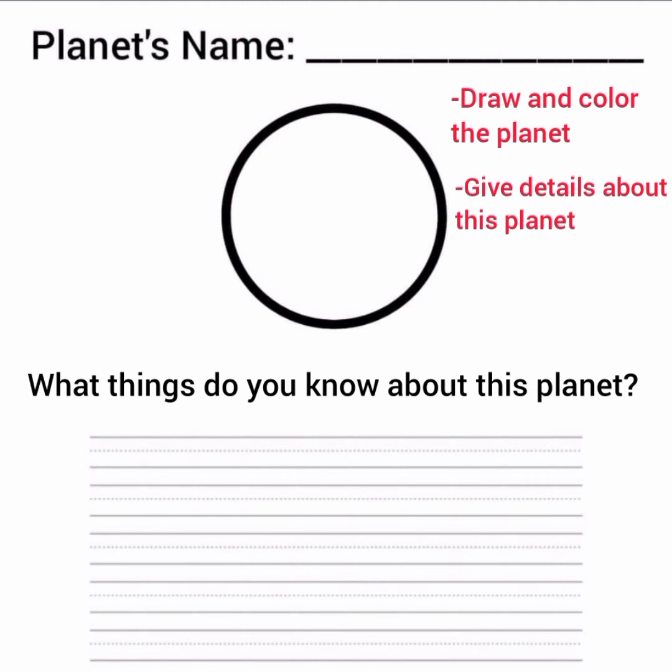You can write it on the back page of your notebook. You can write it on the right side of your notebook. If you print this out, you can just flip it over and write it down or write it in your notebook. Okay? And then you're going to write a short summary about the planet.